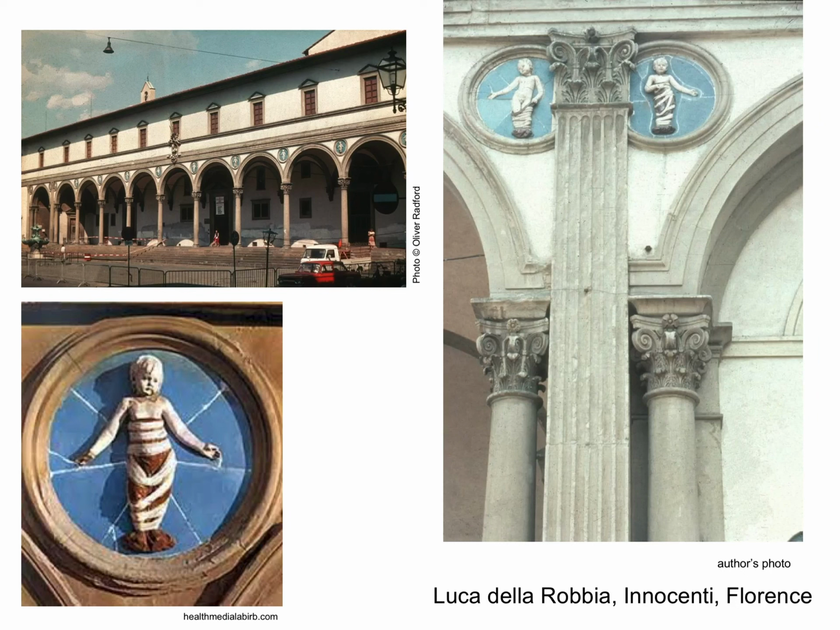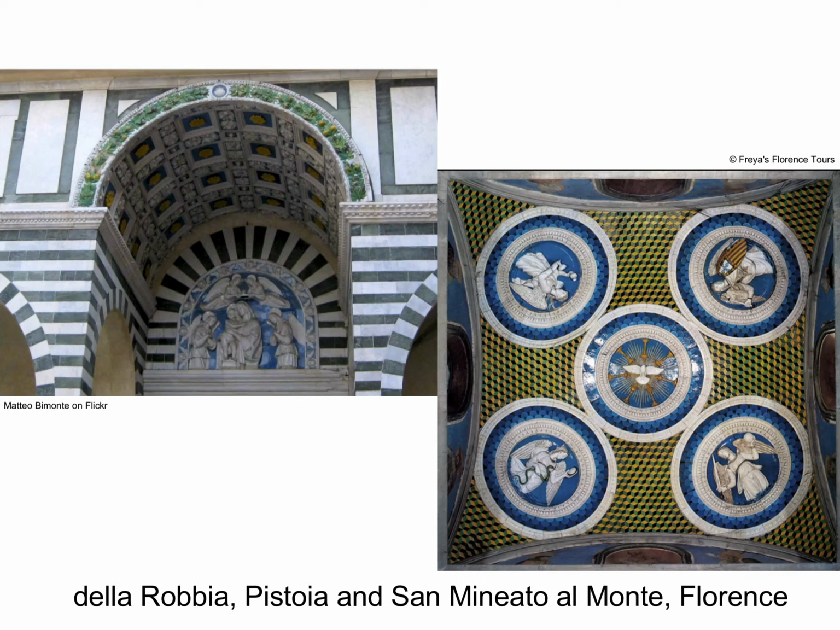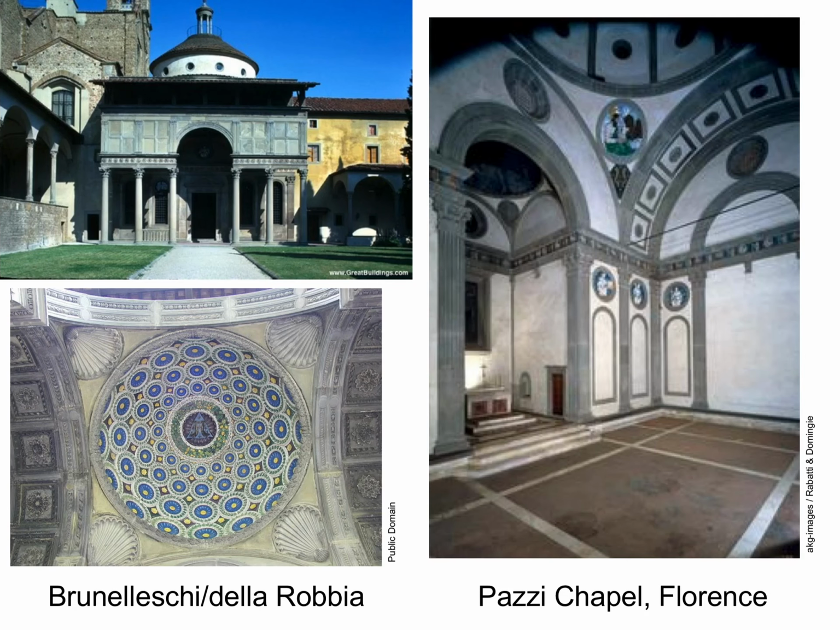So Brunelleschi also collaborated with many other artists, including the Della Robbia family. This is an example of Luca Della Robbia's tondi of young children at the Innocenti Hospital in Florence. And then an example of the work of the Della Robbia in Pistoia and at San Miniato al Monte in Florence. You go to Italy and everywhere you see Della Robbia ceramic work.